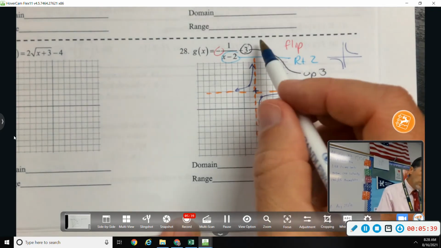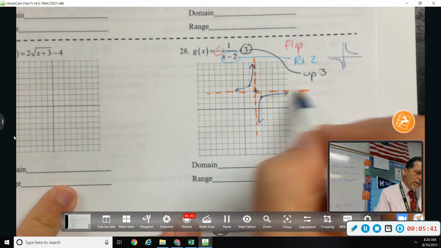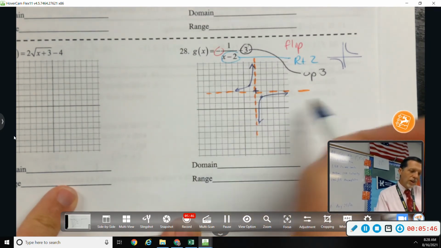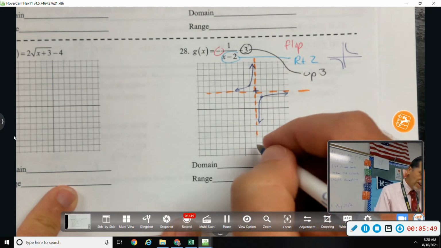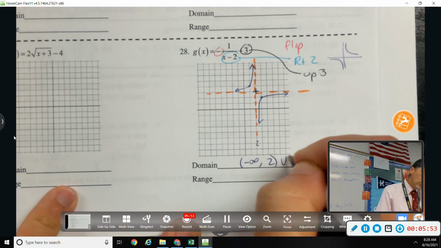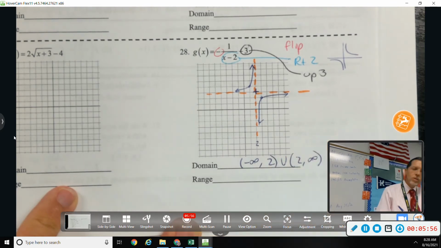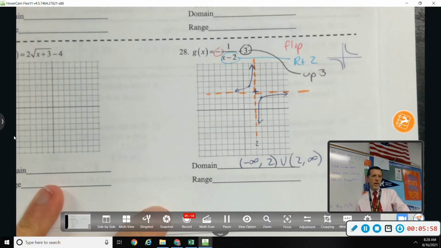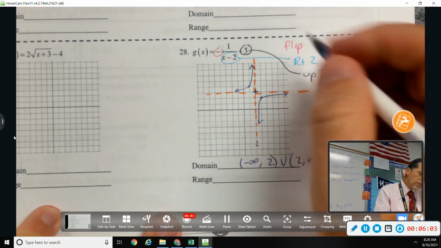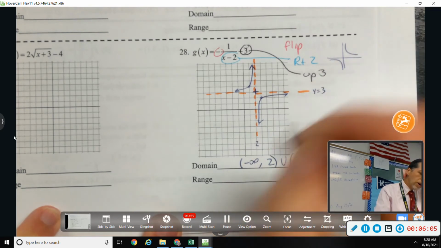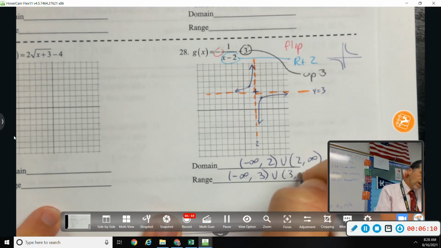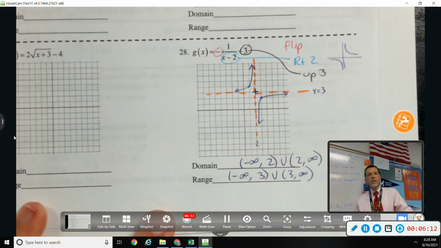Let's see. Domain. Oh, this is a tricky one. Well, maybe, because it's not all real numbers, right? It goes forever to the left and forever to the right, but there's a spot in there at 2. So negative infinity to 2, and then 2 to infinity. The range is the y values, and it's kind of the same thing. Forever down, forever up, but at y equals 3, there's a problem. So negative infinity to 3, and then 3 to infinity for the range.